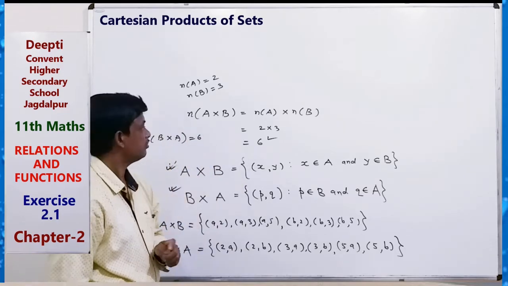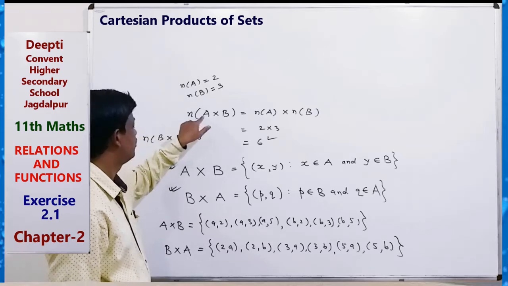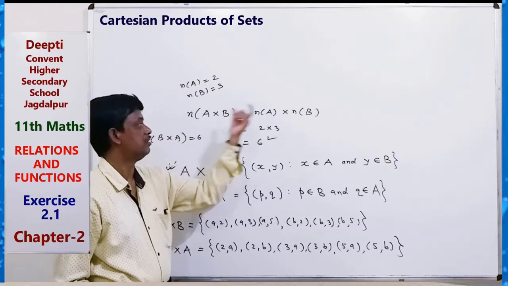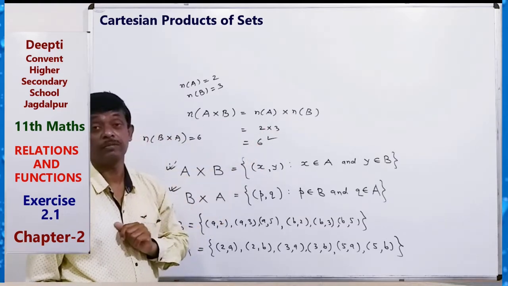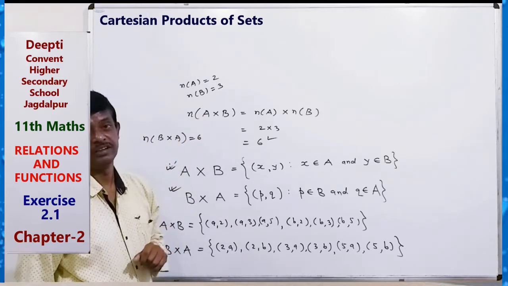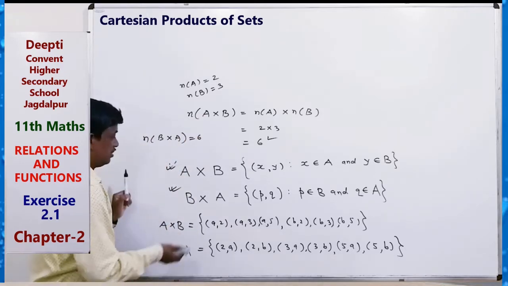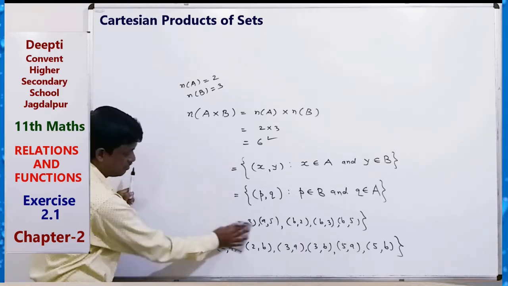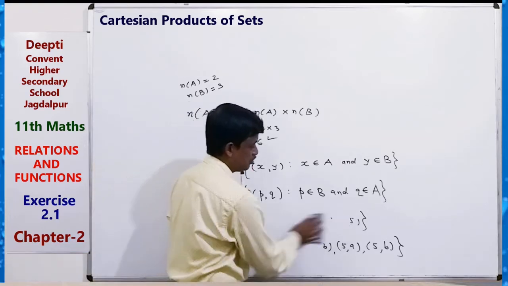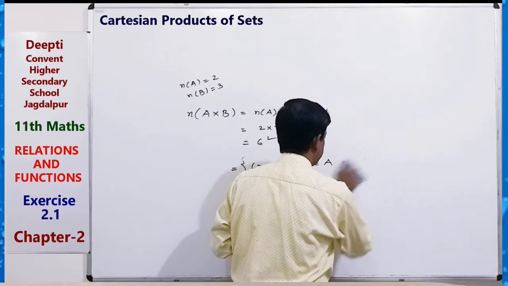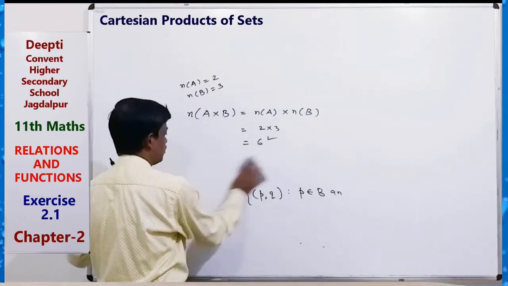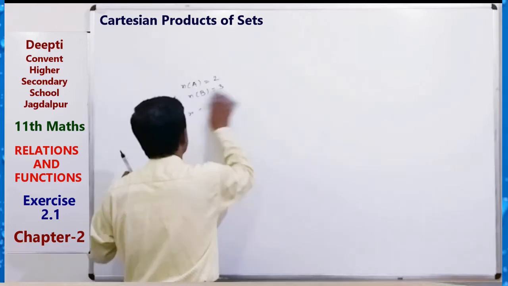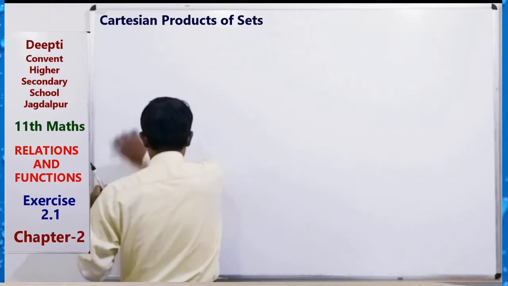So how can we find the number of elements in A cross B? First of all, find the number of elements in A, the number of elements in B, and then multiply these two. We can get the number of elements in the Cartesian product A cross B. Clear? So this is the definition of A cross B, that is the Cartesian product of two sets. And how can we find the number of elements in a Cartesian product A cross B? Na into Nb. Okay.